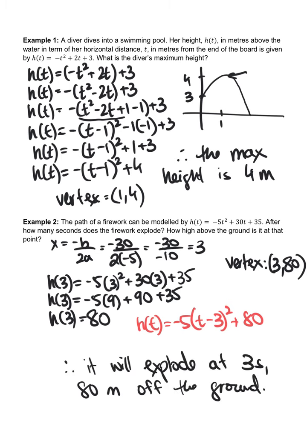And it's going to be 80 meters off the ground at that point. So it'll look something like this. And just for bonus here, the initial height is going to be 35 meters starting, because that would be at t equals 0. So initially our y-intercept is 35 meters.